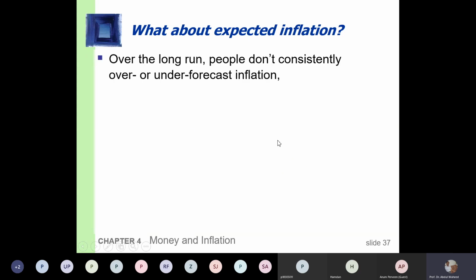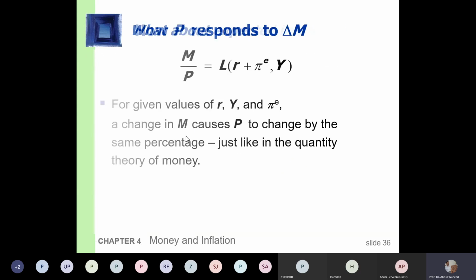Okay, so I will stop here today, and in the next class we will discuss more about the expected inflation.